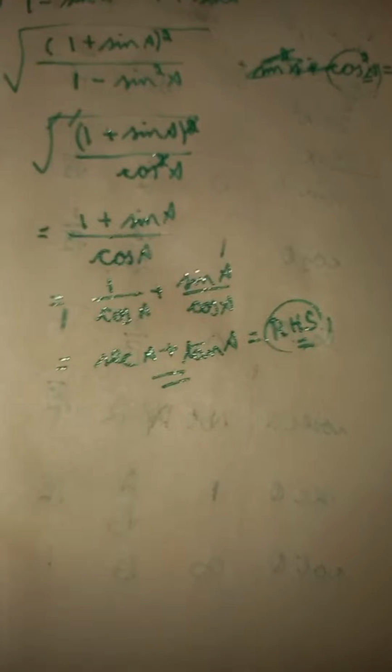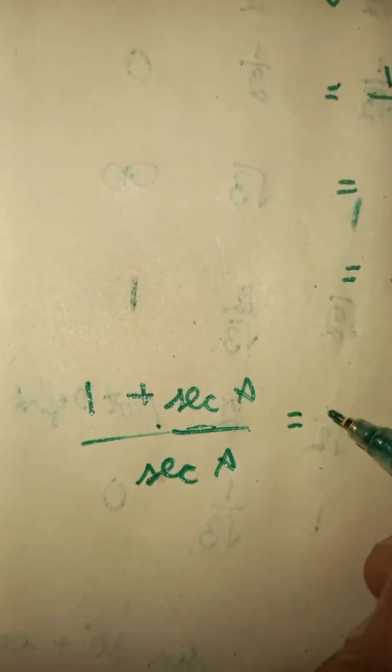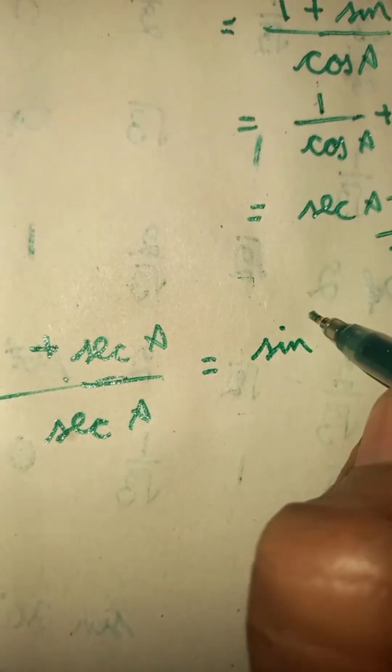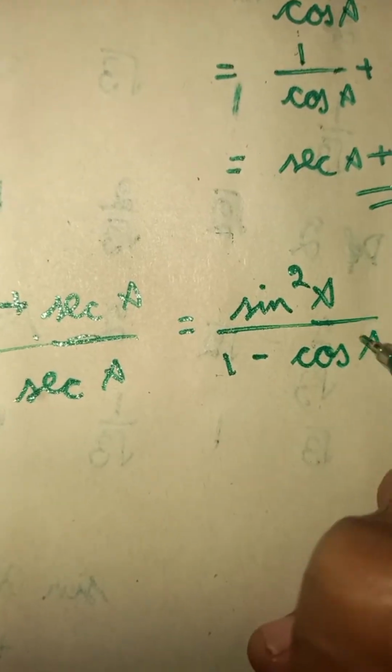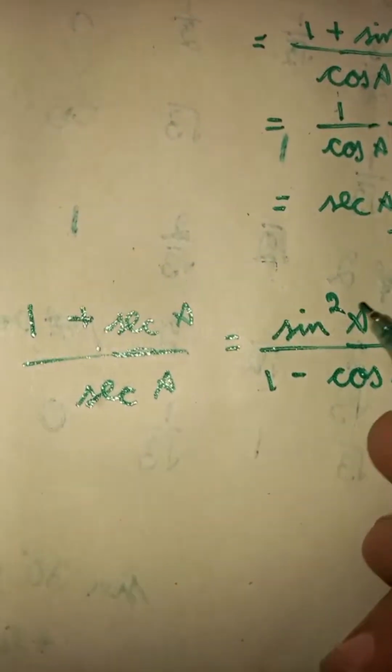Now they are giving one of the problems, that is 1 plus secant A by secant A equal to sin square A by 1 minus cos A. Sin square A by 1 minus cos A. This one you can start to write. Here let's take each one of them and simplify.